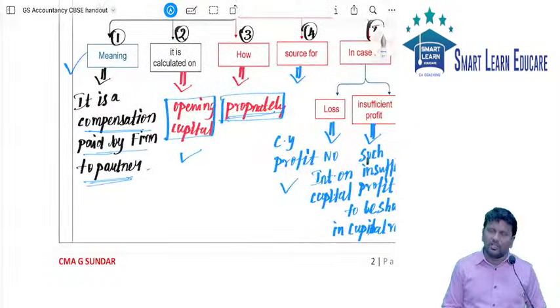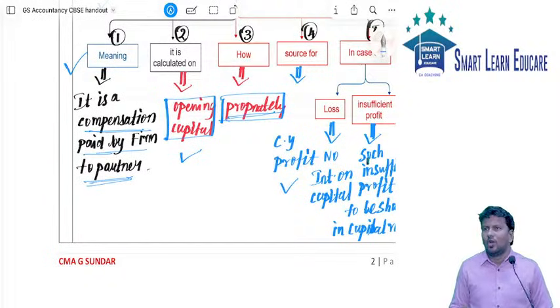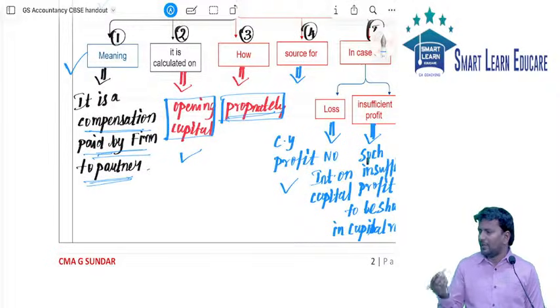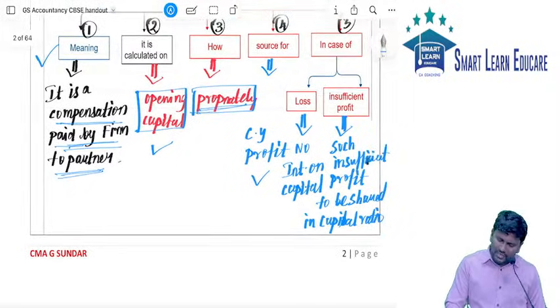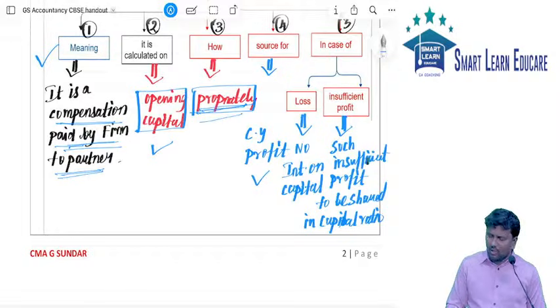So what is the first point in interest on capital? Meaning of interest on capital: it is a compensation paid by the firm to partners. It should be calculated on opening capital. And how should it be calculated? It should be calculated proportionately. The 3/12 is what we call proportionately.